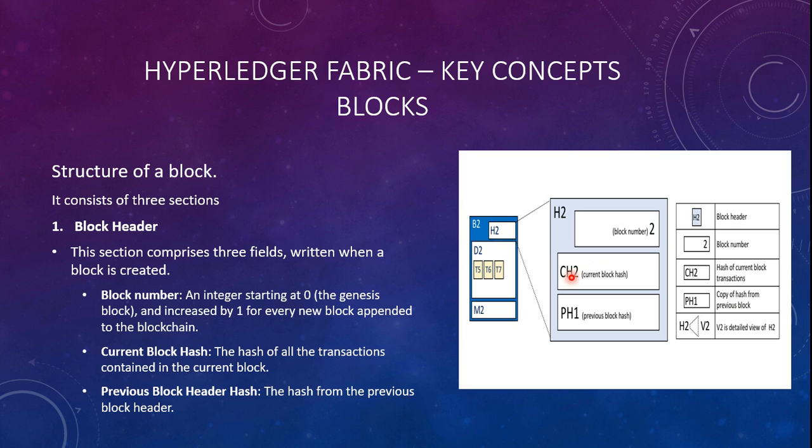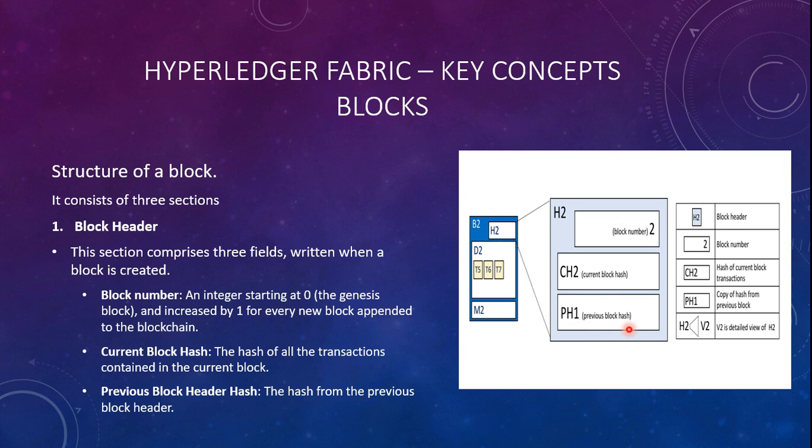Then there is a current block hash. This is the hash of all the transactions contained in the current block. So here you can see some transactions in the body, and the header contains the current block hash, which is the hash of all the transactions inside the current block.